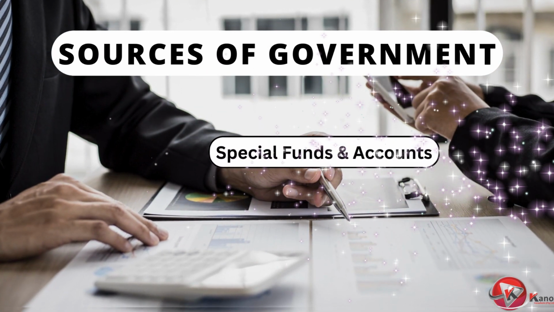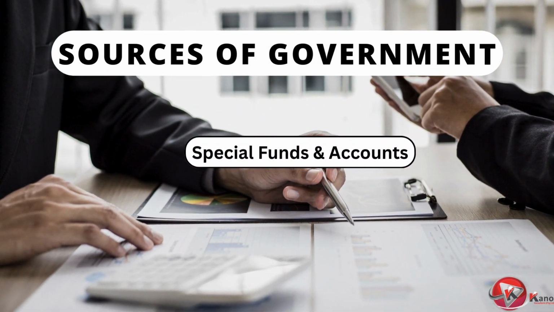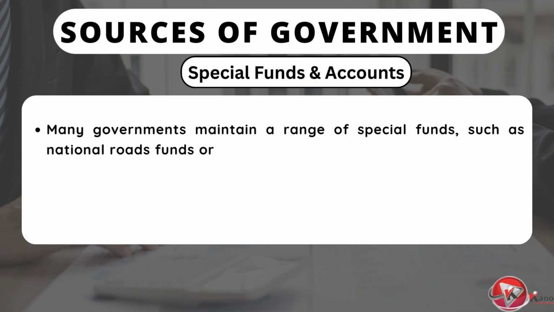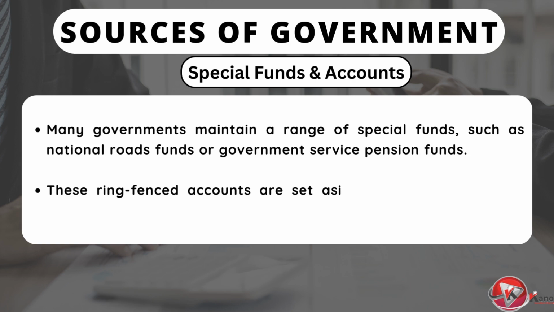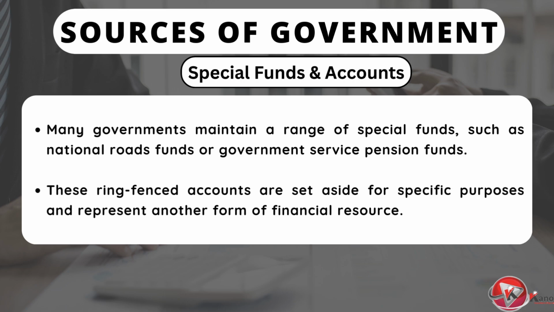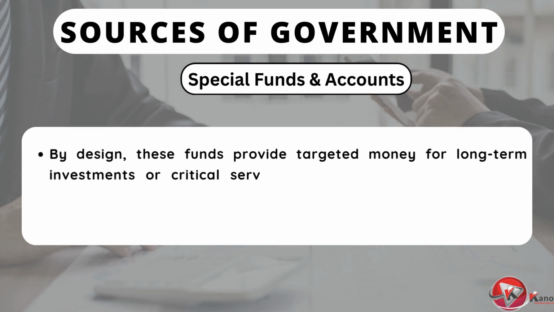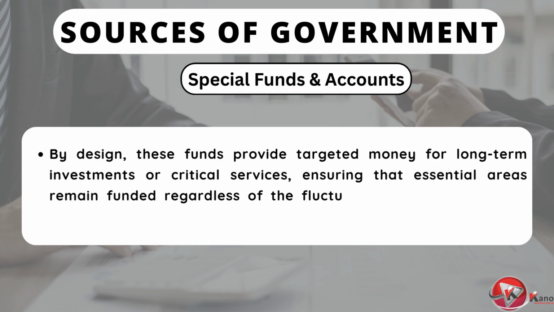Finally, government may also source its funding from special funds and accounts. Many governments maintain a range of special funds, such as national roads funds or government service pension funds. These ring-fenced accounts are set aside for specific purposes and represent another form of financial resource. By design, these funds provide targeted money for long-term investments or critical services, ensuring that essential areas remain funded, regardless of the fluctuations in general income streams.